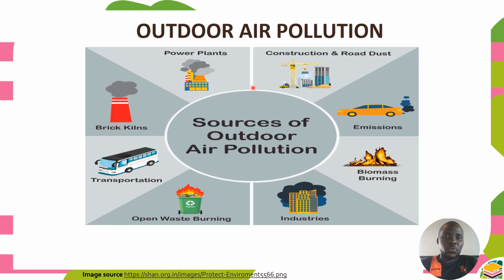So air can be polluted outdoors as well as indoors. We're going to start with outdoor. Outdoor means outside the building, while indoor means inside the building. Outside the building, these are the sources which can pollute air: emissions from cars, construction of roads, which produces dust particles, power plants which emit gases, brick kilns, and transportation. In transportation, burning of organic compounds, the fuel, may release harmful gases. Here are open waste bins as well as industry. These are outside sources which produce gases that pollute air.